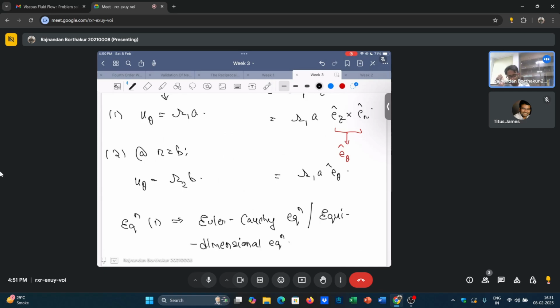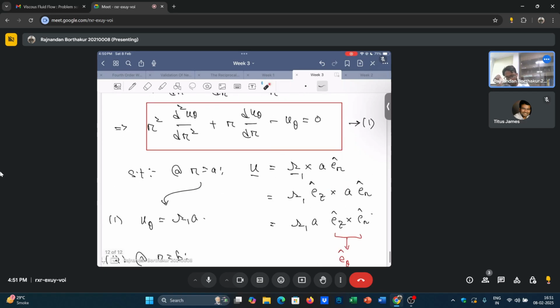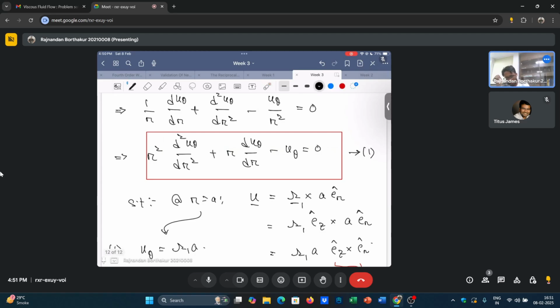I'll tell you why they call it an equidimensional equation. See, if you observe the dimension of this. So what is u theta? U theta is a velocity. So the dimension of this is meter per second, which means length by time, L by T. What is the dimension of the derivative of this? Its dimension is L by T by L.